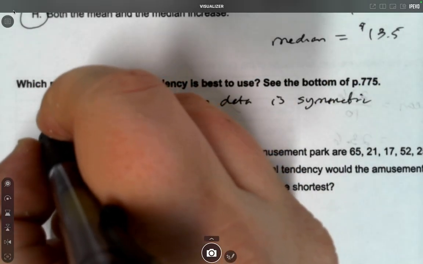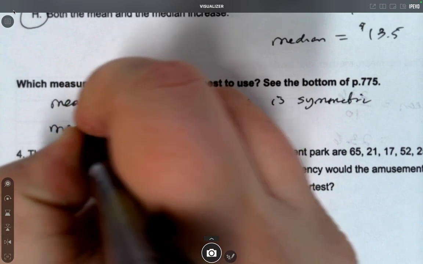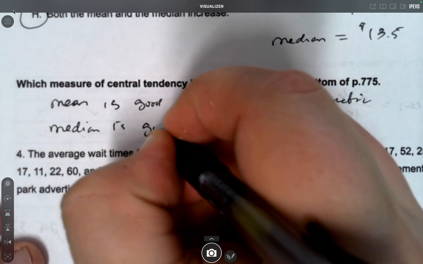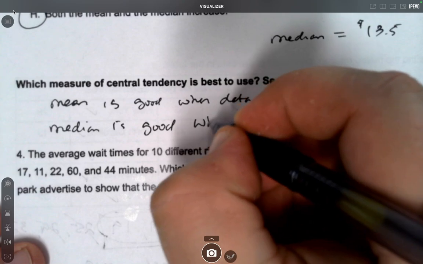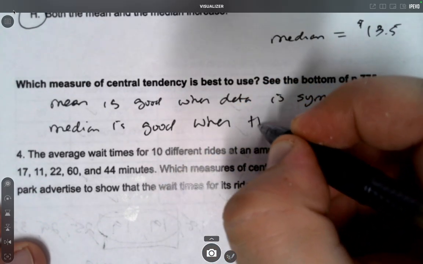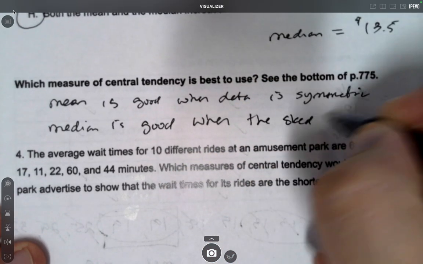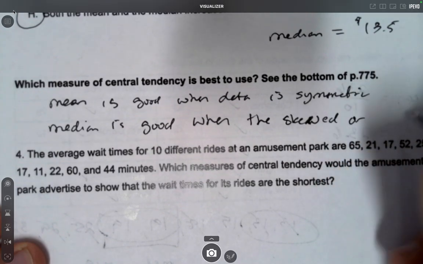The median is better when the data is skewed or there are outliers.